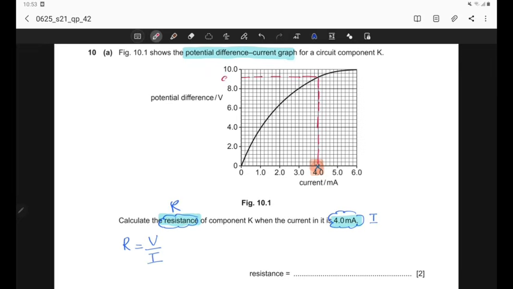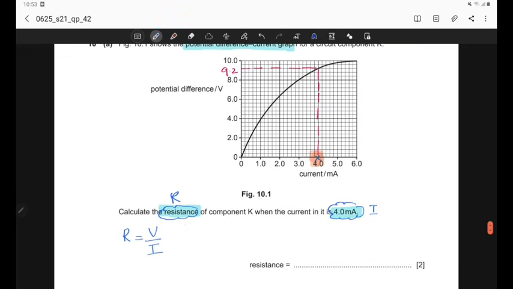Its voltage value is 9.2 volt. Therefore we can substitute voltage 9.2 over current 4 milliampere. We need to convert milliampere into ampere. For that we multiply by 10 to the power minus 3, since milli means 10 to the power minus 3. So we substitute 10 to the power minus 3 instead of milli, and the answer is 2300 ohm.